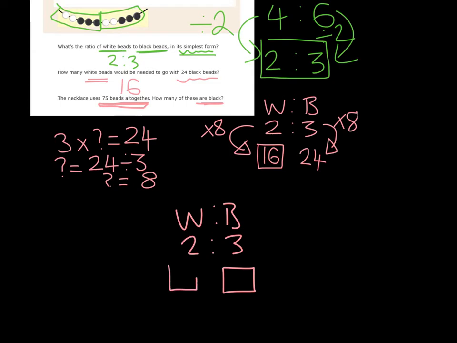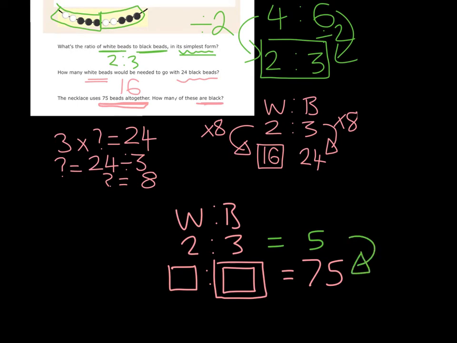It's not telling us how many white there are, so although this is the one I'm really looking at, I'll double box it. I don't know how many white there are. All I know is that when I add these two together, I get 75. So currently, 2 to 3 only gives me 5 beads. I want 75 beads. So if I can work out how to get from the 5 beads in the ratio 2 to 3 up to 75, I can use this ratio to work out the 2 parts of the question.